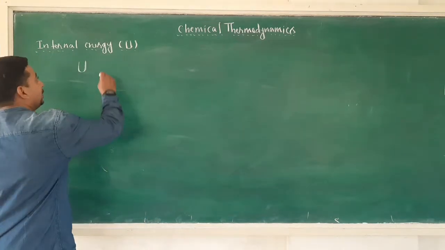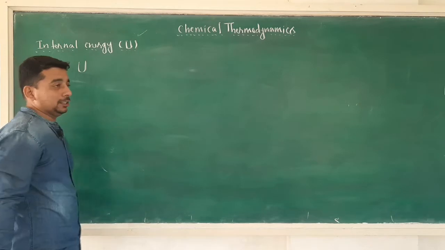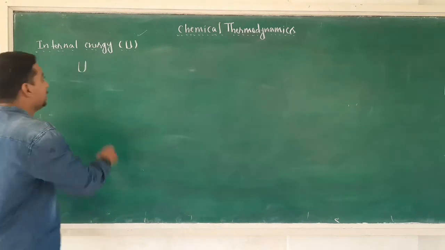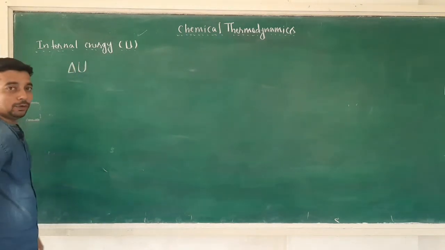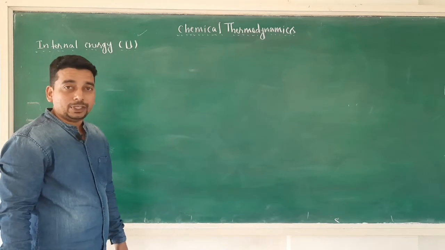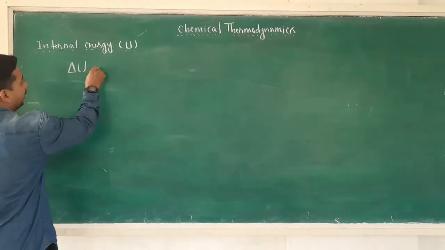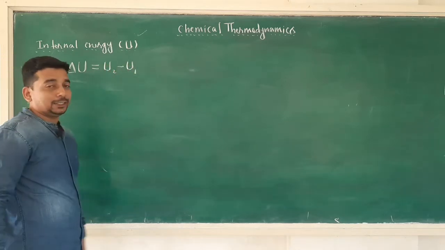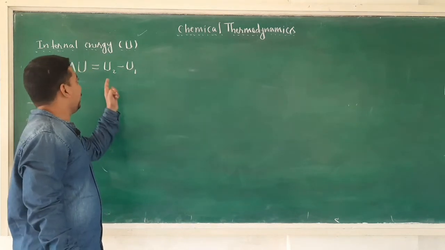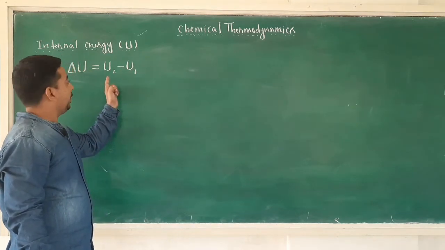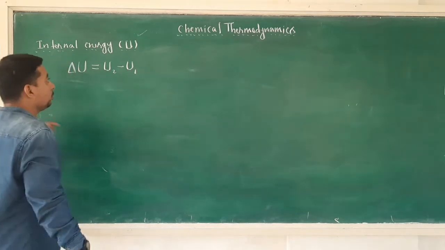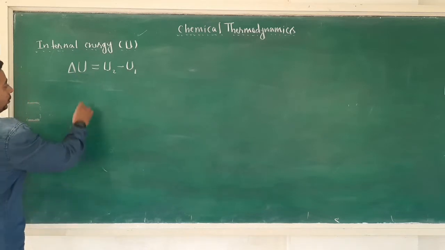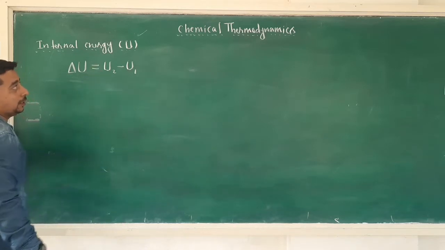Now in chemical thermodynamics, we don't want to know the exact value of this internal energy. We are not concerned about the exact value of internal energy. We just want to know the change in internal energy, that is delta U. So delta U is given by delta U is equal to U2 minus U1, where U1 is the internal energy of the system in the initial state and the internal energy of the substance in the final state is given by U2. So we just want to know the change in internal energy of the substance or system.